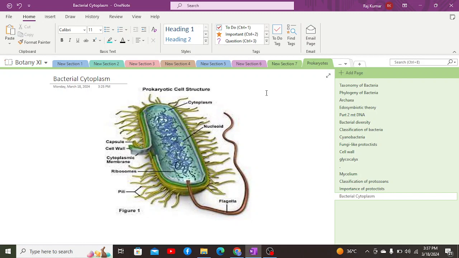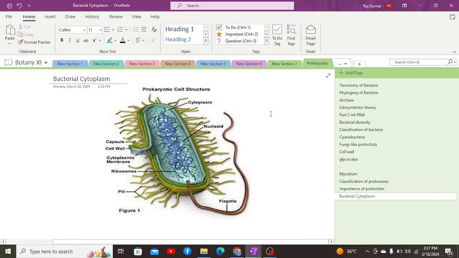Previously, we were done with the outer coverings of bacteria, which included the bacterial cell wall and bacterial cell membrane, as well as an insight into the glycocalyx. But now we are going to discuss the bacterial cytoplasm, which is based upon some of the components we already discussed in our previous chapters.